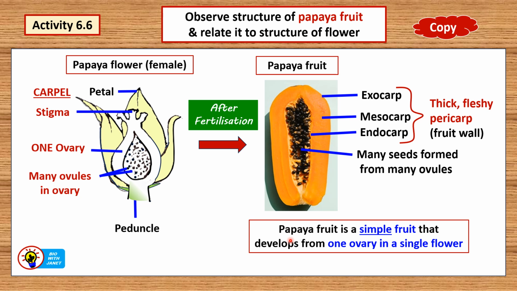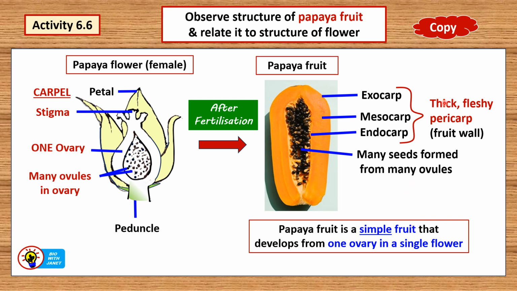Now, another thing to note is that the papaya fruit is a simple fruit. So what is a simple fruit? It's a type of fruit that develops from one ovary only in a flower, where the flower has only one ovary, okay, that then develops to form the fruit. Because there are other types of fruit where there are many ovaries inside a single flower. So we'll be studying the different types of fruits in the next video, right? This is an important topic to study.